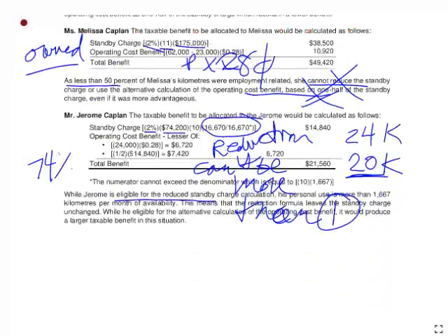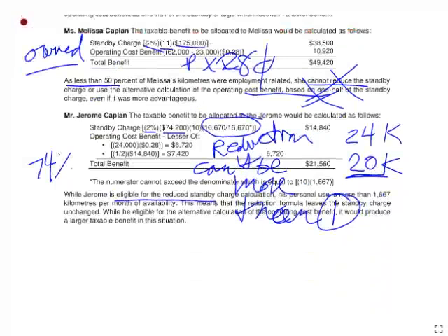So even though he's at 74% and would be eligible to reduce the standby, it's not actually going to get reduced because of the math, because he has such a high raw number of personal kilometers, he doesn't get to do the reduction. That's what it all boils down to. Even though his percentage is high, he just has such a high raw number, meaning more than 1,667 per month.